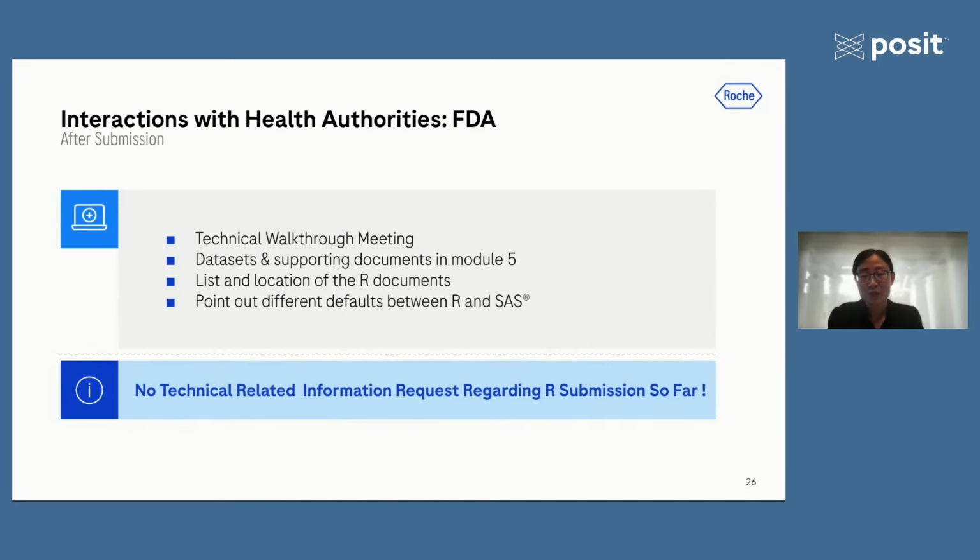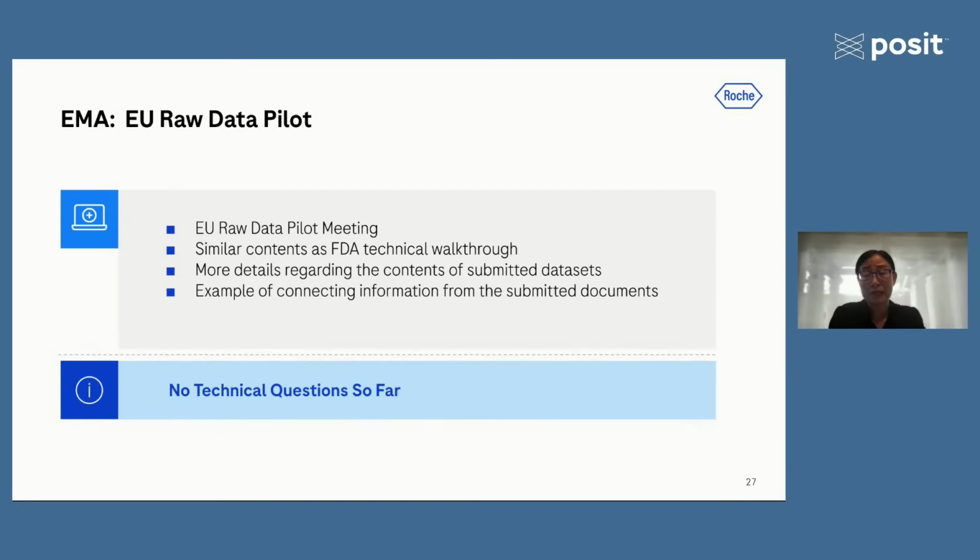Then for the submission with EU, we were pretty lucky to capture the tail of the application window for the EU raw data pilot, and the EMA promptly confirmed their acceptance. During the EU raw data pilot meeting, we presented content very similar to the FDA technical walkthrough, but also included some additional details regarding the dataset contents and some explanations for the submitted documents, as it was the first time we submitted data to EMA. So far, there are no technical questions from EMA's end either.